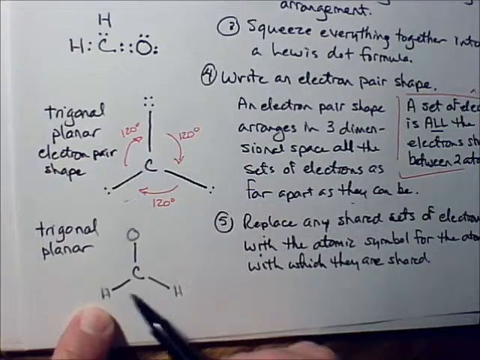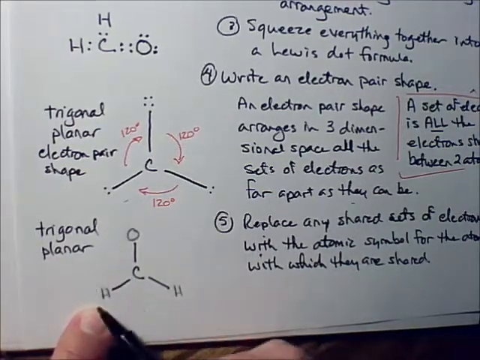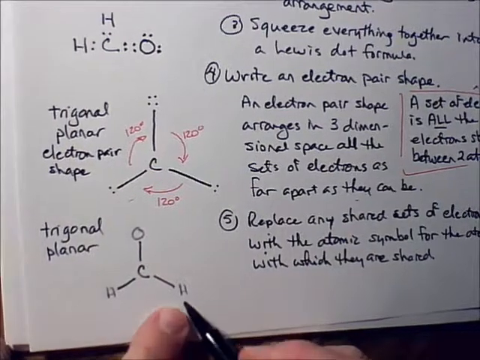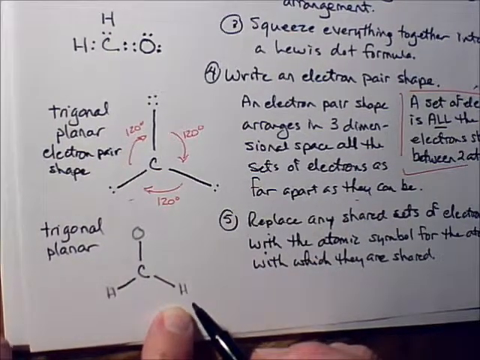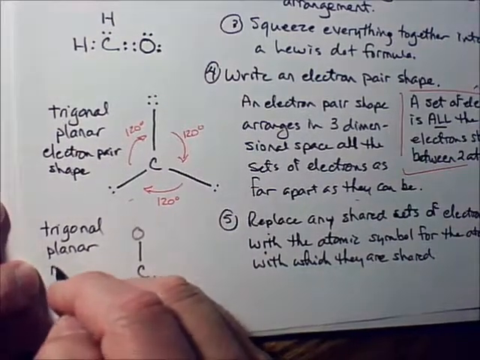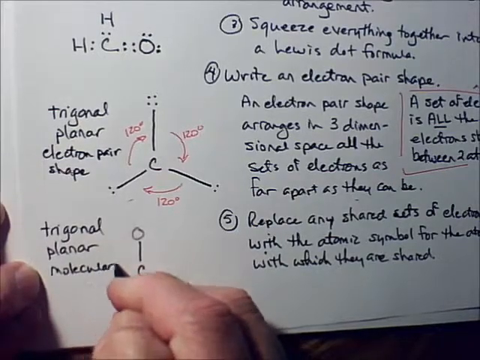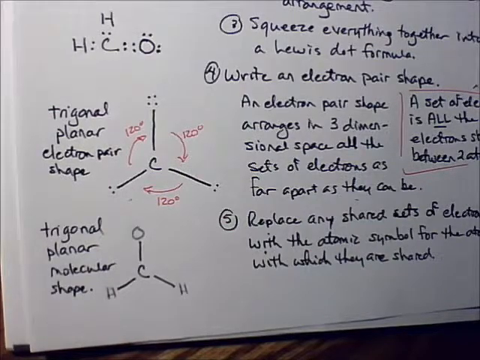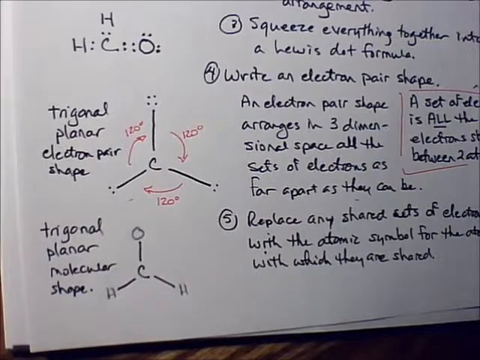And since we don't have any lone pairs left, don't have any electron pairs left, this is the molecular shape. If we still had some electron pairs out here, it would be the modified electron pair shape. But since all the electron pairs are taken care of here, this is now the molecular shape. So it's trigonal planar molecular shape for a formaldehyde molecule.